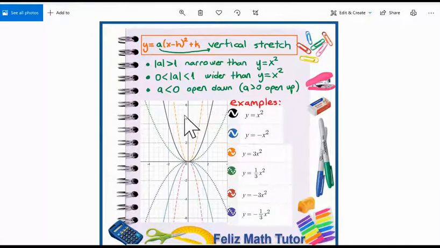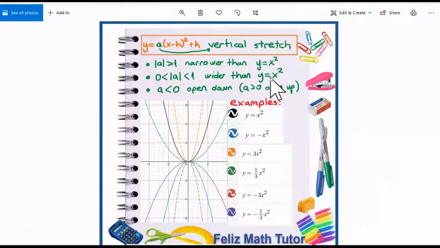And in the second note, a represents the vertical stretch factor. This a means many things. If a is bigger than 1, our parabola will be narrower than y equals x squared. And if a is between 0 and 1, our parabola will be wider than y equals x squared.